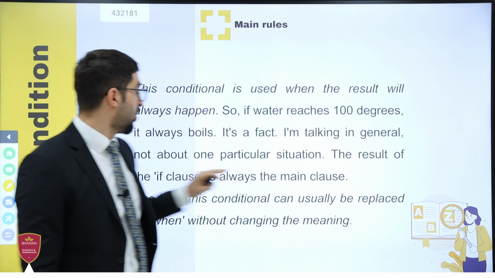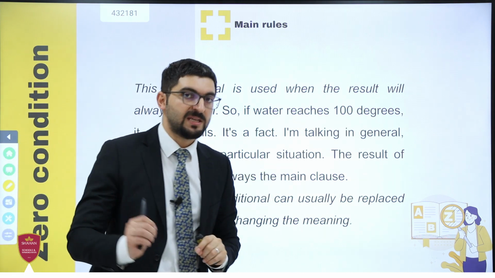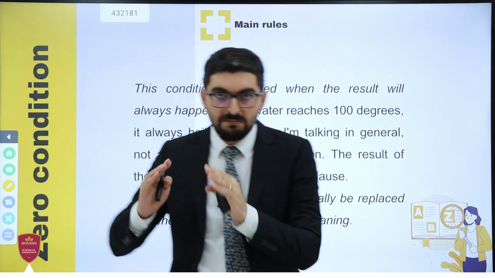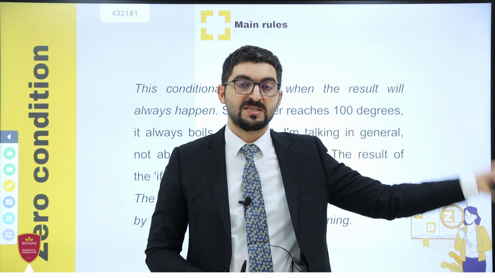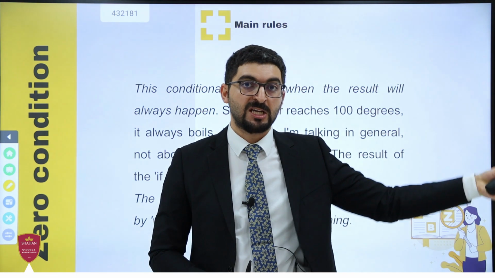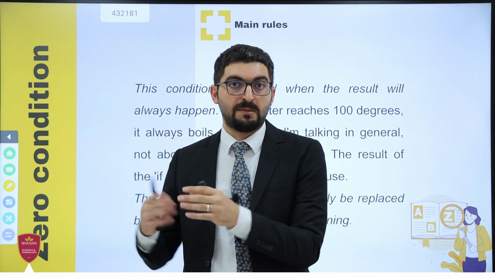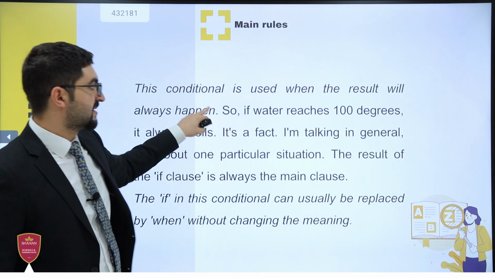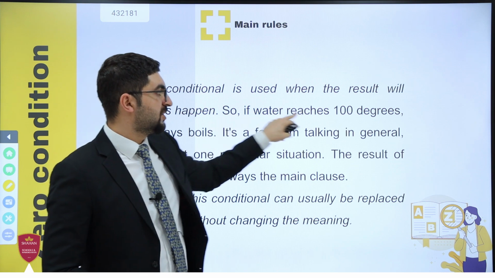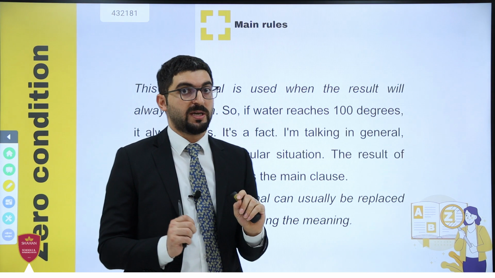The result of the if clause is always the main clause. Simply, it means if we have the condition, of course, the result will happen, okay, in the zero condition. If you have the first part, which is the condition, of course, the second part will happen. Like this example, we said, if water reaches 100 degrees, it always boils, okay?